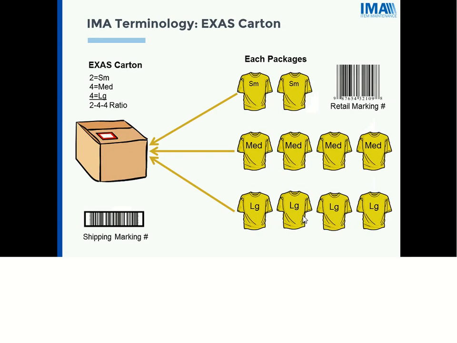And then the exploding assortment carton, or the excess carton. It's an assortment of items. Here in this example, we have 2 small shirts. We have 4 medium shirts and 4 large shirts. Now each of those shirts has to have its own UPC because they need to be rung up at the register. But then they all go into a carton, and then that carton has a shipping marking number.